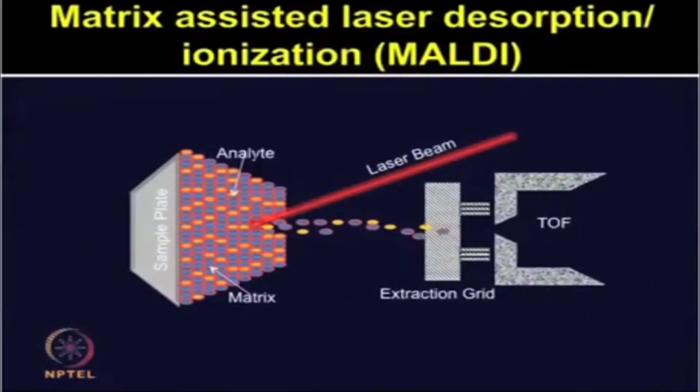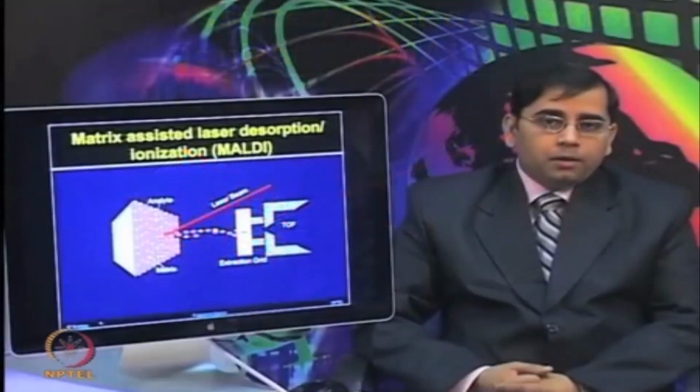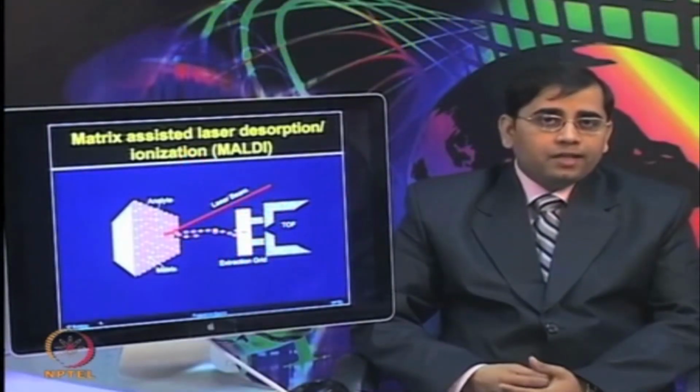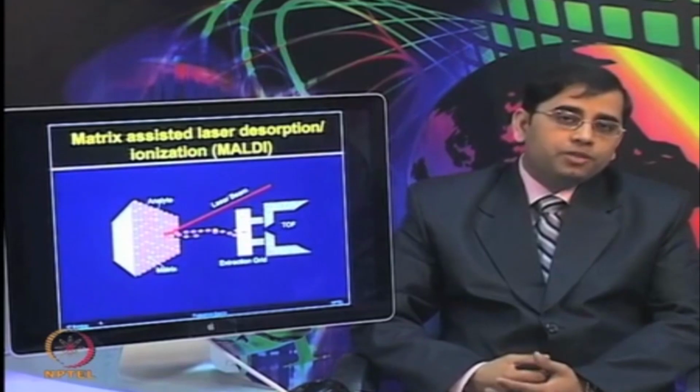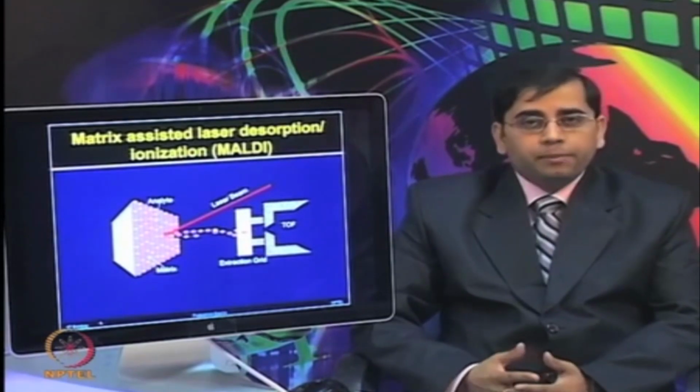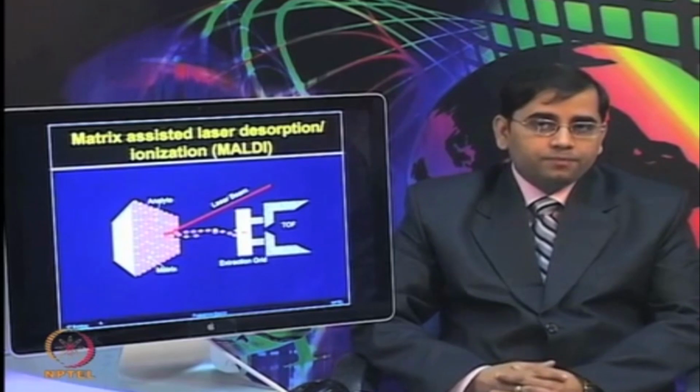Let us first talk about matrix assisted laser desorption ionization, or MALDI. So, the analyte, or the proteins of interest, are mixed with the matrix, which is usually an aromatic compound. There are various types of matrices available, which we will talk about in more detail when we come to sample preparation and matrix selection. But just for your reference, we can use 2,5-dihydroxybenzoic acid, we can use sinapinic acid, and there are several other choices.